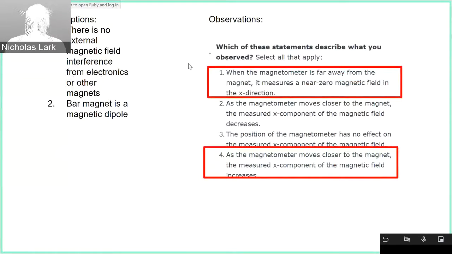Some of the assumptions were that there was no magnetic interference from other electronics, and that the bar magnet acted as a magnetic dipole. Some of the observations that I made were that when the magnetometer is far away from the magnet, it measures a near zero magnetic field in the x direction, and that as the magnetometer moves closer to the magnet, the measured x component of the magnetic field increases.